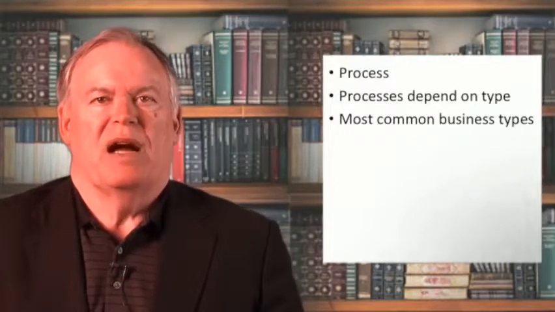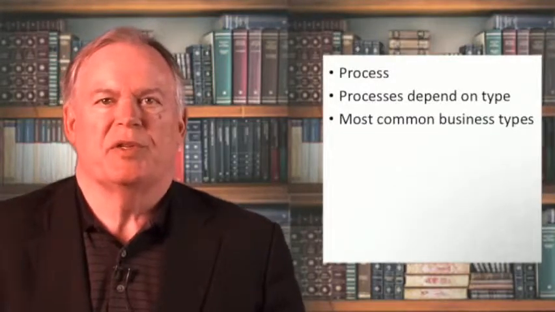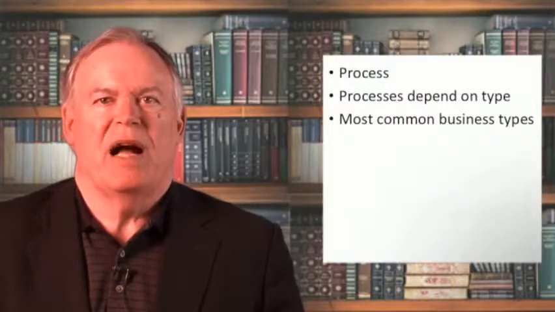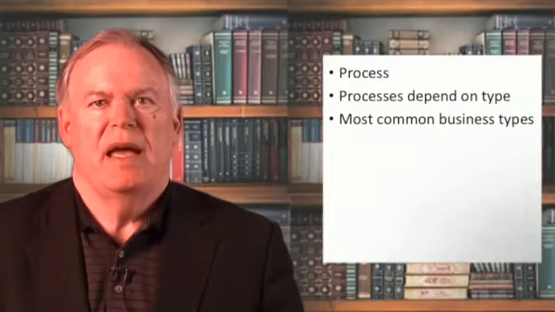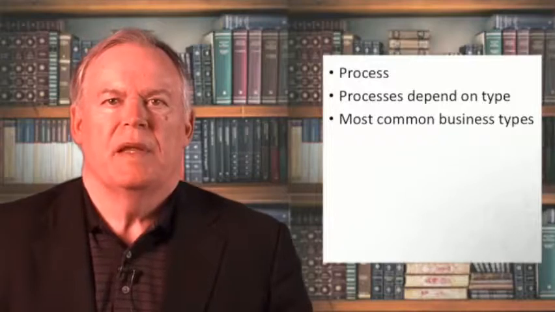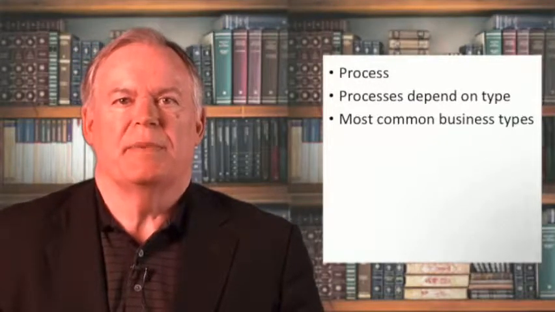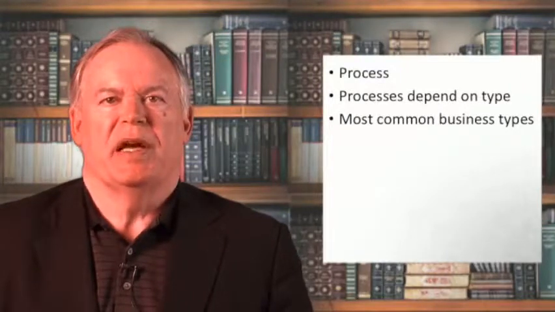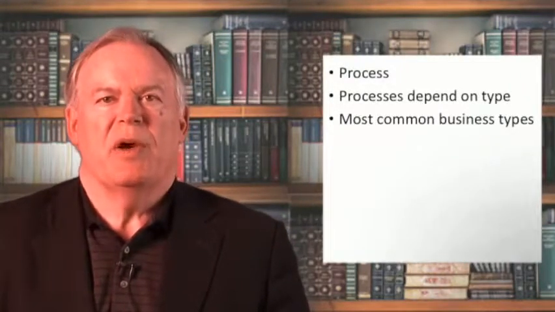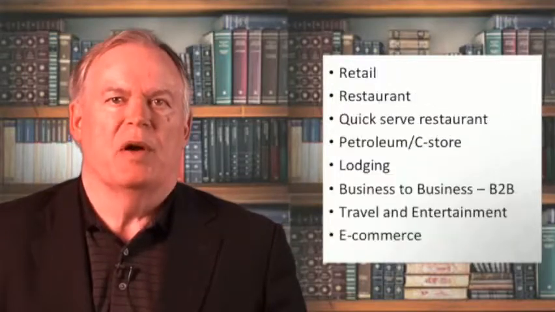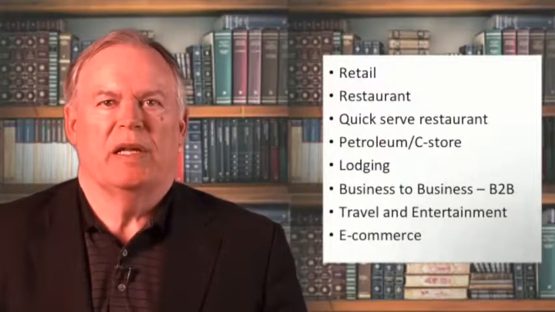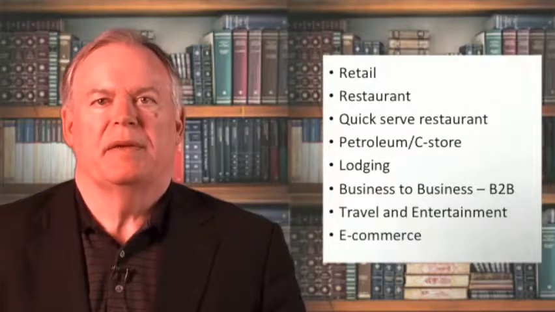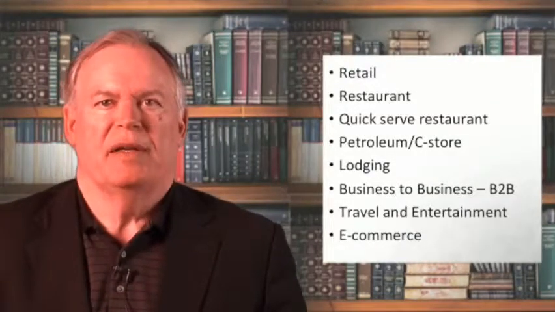So let's talk about process. The next way that merchants are sorted by type relates to the processes they use in their business and the data they collect. Here's a list of some of the basic business types. Retail. Retail is a store that sells merchandise. Restaurant. A restaurant operates differently from a retail store. The standard restaurant application will include a tip line on the receipt. Quick serve restaurant. Quick serve restaurant is a fast food restaurant and there is no tip line on the receipt.